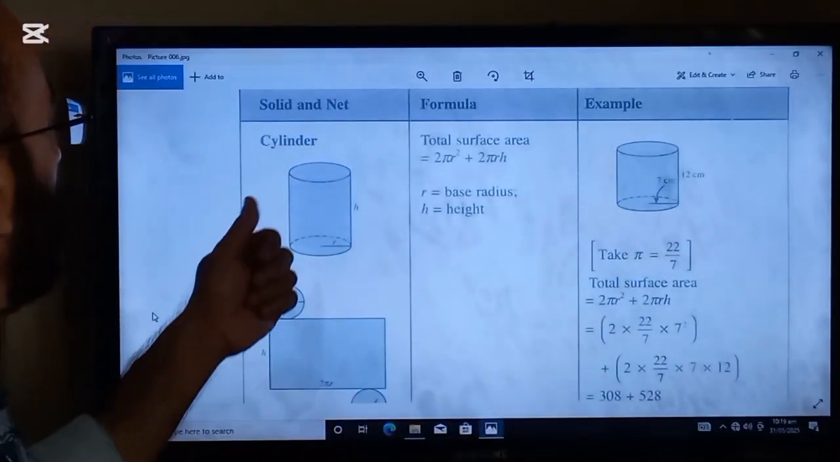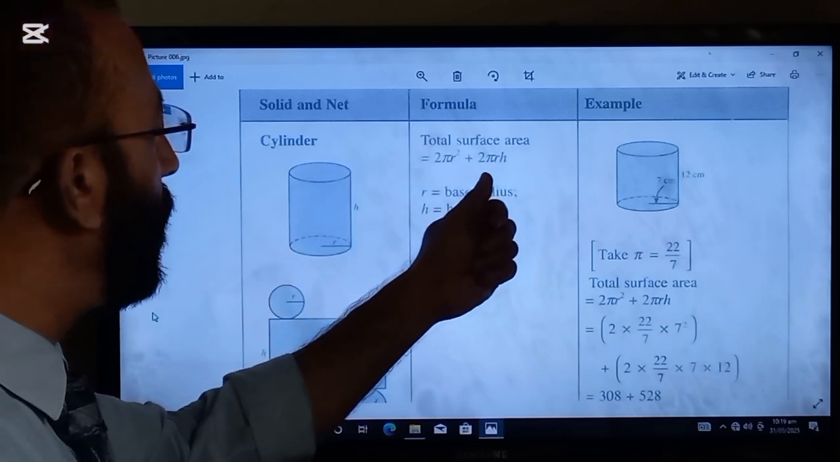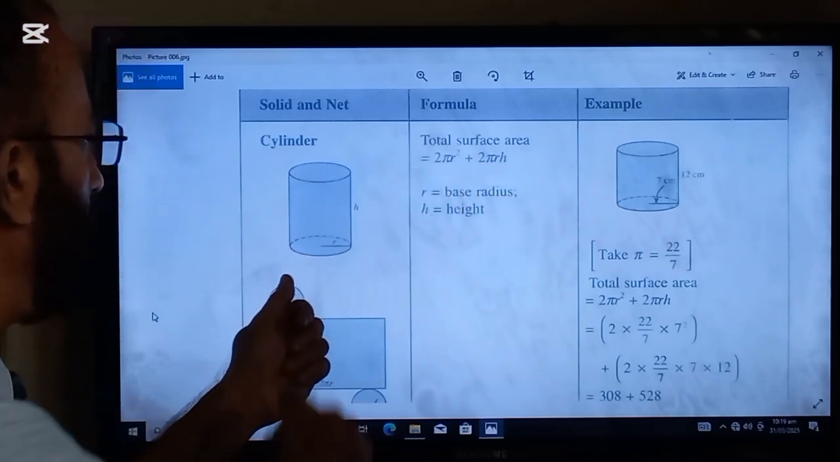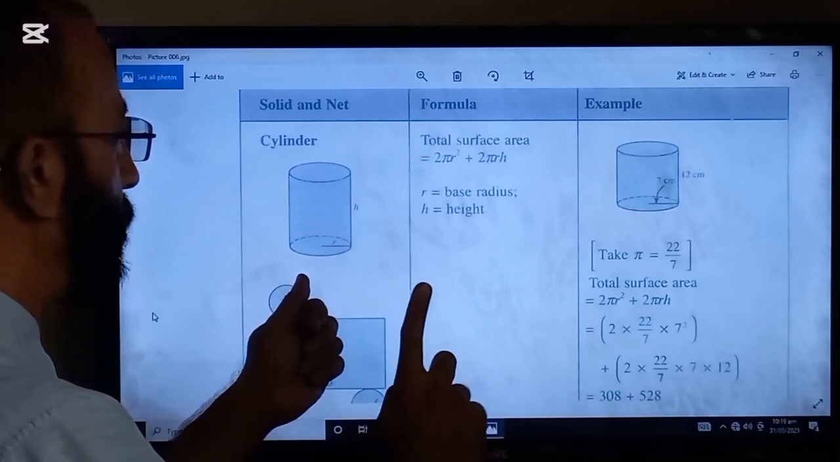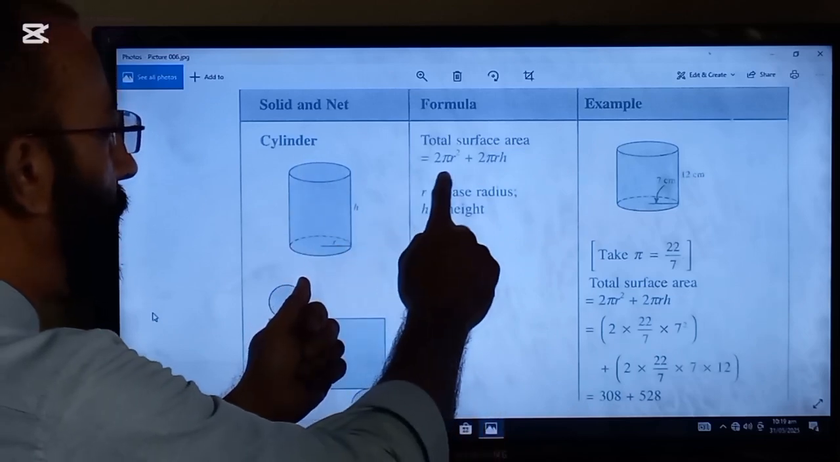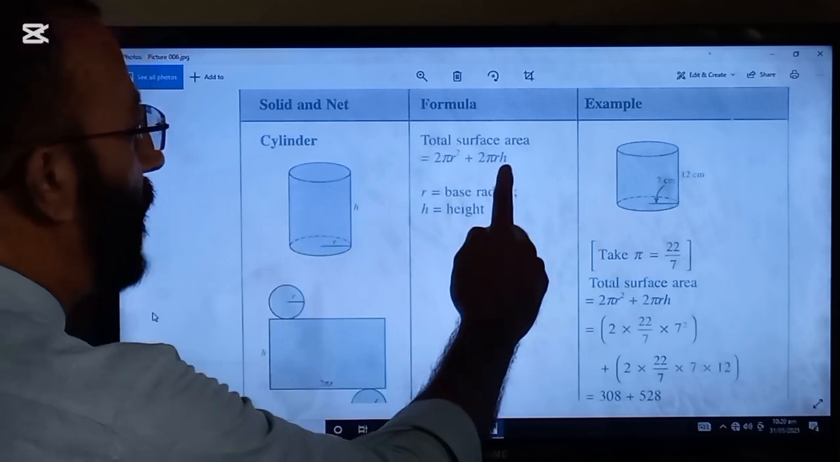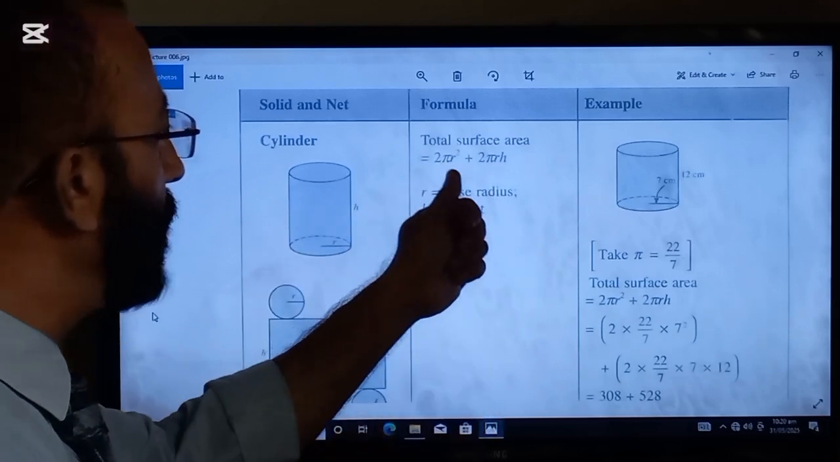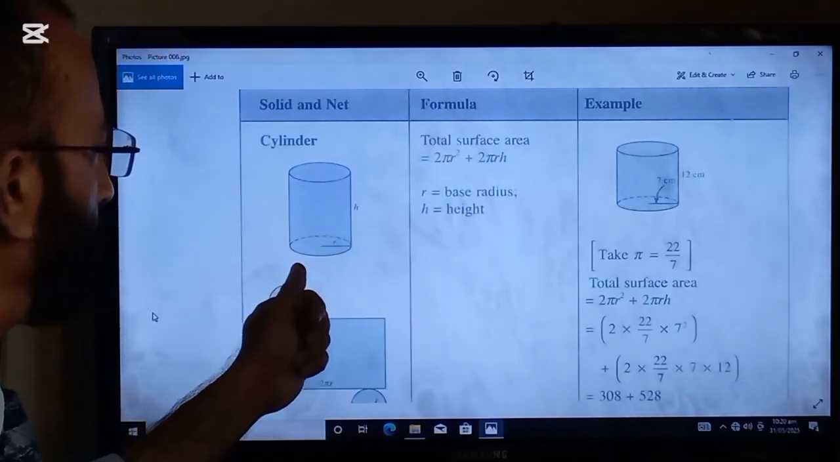So look now, this is a closed cylinder. The total surface area of the closed cylinder will be, top and bottom are 2 circles, and the circle's area is pi r square. So there are 2 circles, so 2 pi r square, and the curved surface area of the cylinder is 2 pi r h. So 2 pi r square plus 2 pi r h is the total surface area of the cylinder.